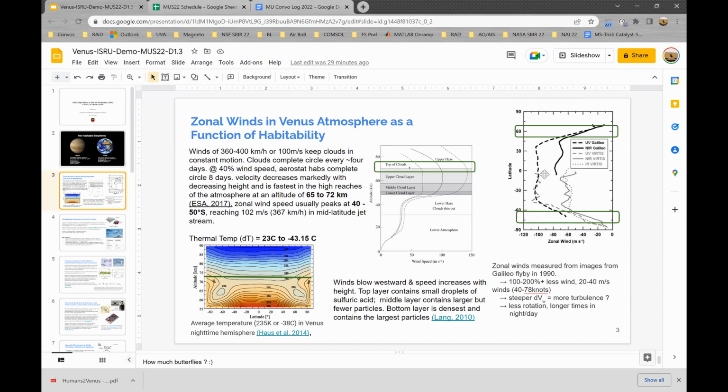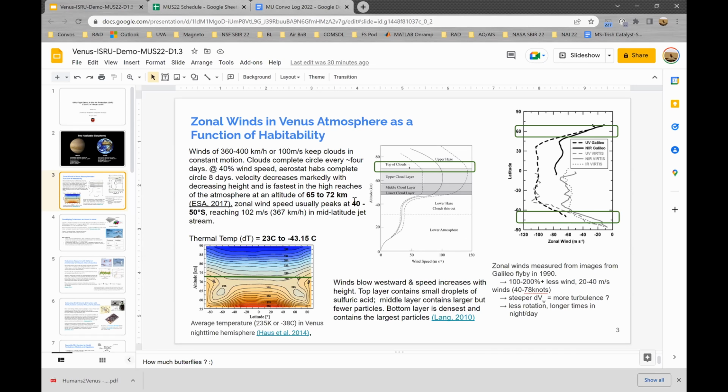And so here we can see a plot of the latitude of Venus versus the zonal wind speed, and we can see that we've highlighted in green around 60 degrees latitude north and around 60 to 85 or something south, that the wind speed is actually significantly reduced, such that we have around 100 to 200% less wind. So this data was measured and collected by the Galileo flyby in 1990, over 30 years ago, and this corresponds to 20 to 40 meters per second, or 40 to 78 knots.